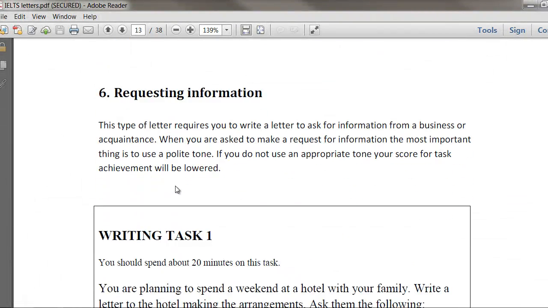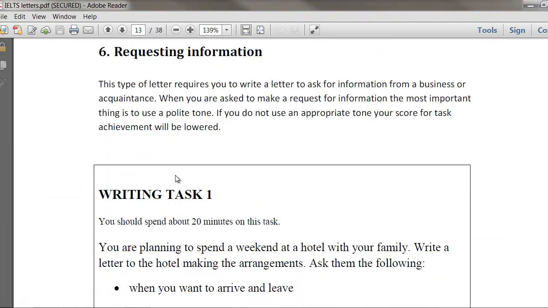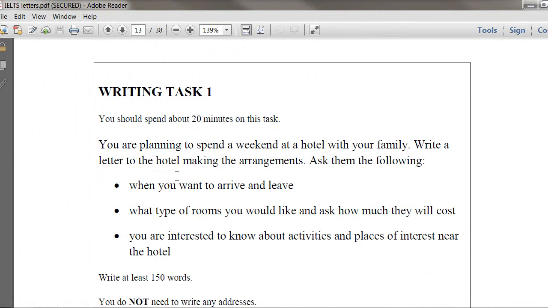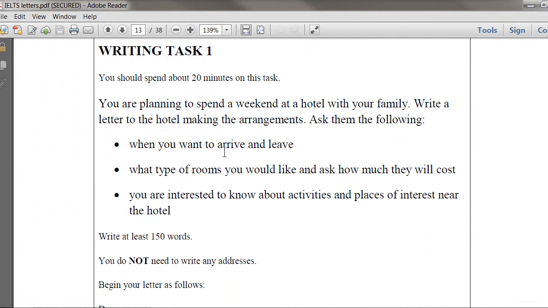And I do go into quite a bit of detail. So if we look at the first one, requesting information, here's a sample. You're going to go to a hotel and you need to request information from the hotel, like about activities and places and what types of rooms they've got and how much it'll cost. Be careful with this type of question.